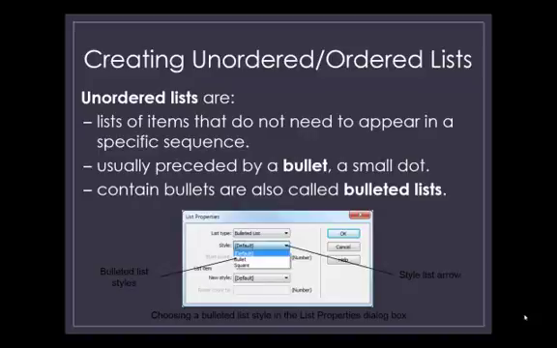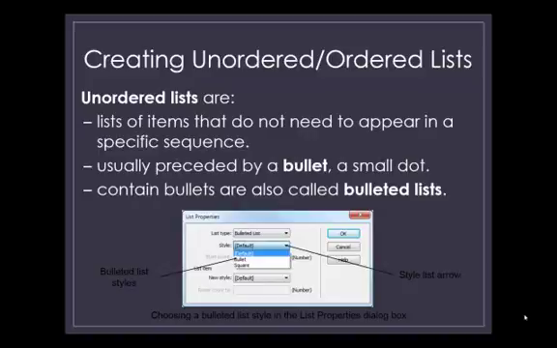Unordered lists are items that do not need to appear in a specific sequence, such as a grocery list, which puts the items in a random order. Items in unordered lists are usually preceded by a bullet, a small dot, or a similar icon. Because of that, we sometimes call these bulleted lists. Although you can use paragraph indentations to create an unordered list, bullets often make it easier to read.